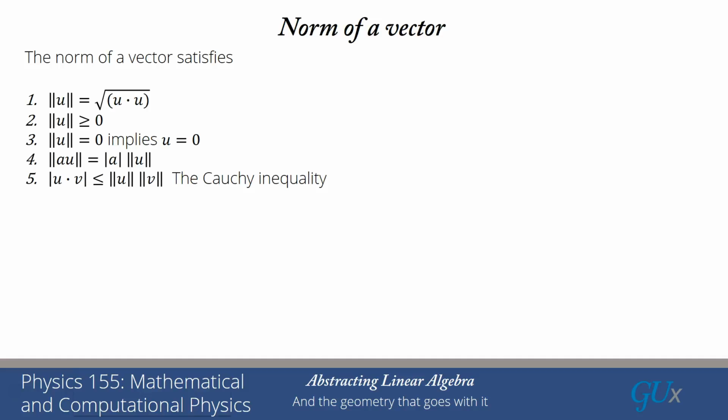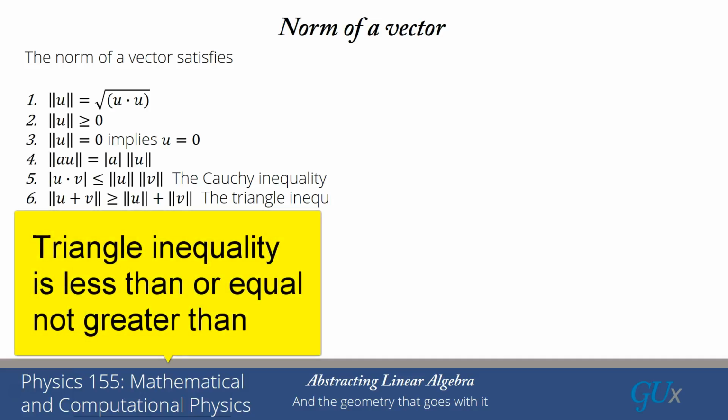Then we have the two interesting inequalities. The first one is called the Cauchy inequality, which says that the absolute value of the scalar product between u and v is less than or equal to the norm of u times the norm of v. And the second one is called the triangle inequality. It says that the norm of u plus v is greater than or equal to the norm of u plus the norm of v.